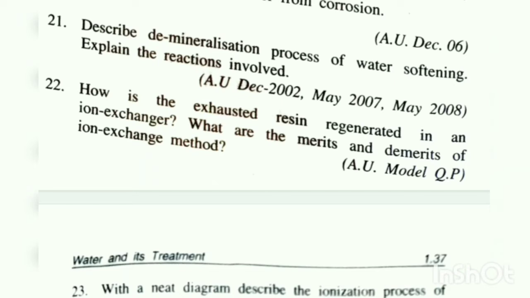22, how is the exhausted resin regenerated in an ion exchanger? What are the merits and demerits of ion exchange method? இது வந்து important, very important question. Okay, ion exchange method.